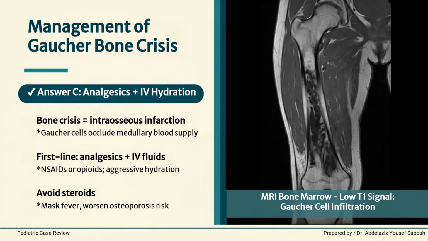A bone crisis represents an intraosseous infarction. Gaucher cells occlude the medullary blood supply, producing ischemia and acute severe pain that can closely mimic osteomyelitis, including fever and elevated inflammatory markers. First-line management is supportive. Adequate analgesia with nonsteroidal anti-inflammatory drugs or opioids, together with aggressive intravenous hydration. Steroids should be avoided because they can mask fever and worsen the risk of osteoporosis. Increasing the enzyme dose does not relieve the acute crisis, and a biopsy is not needed when the picture and imaging are characteristic.